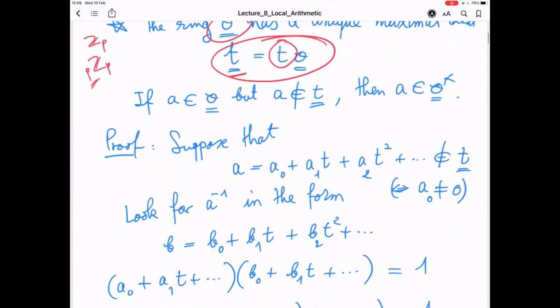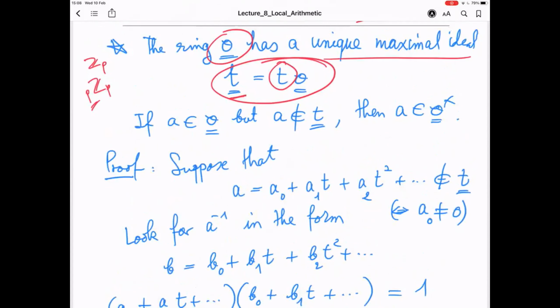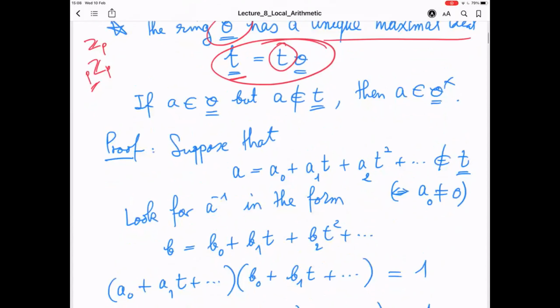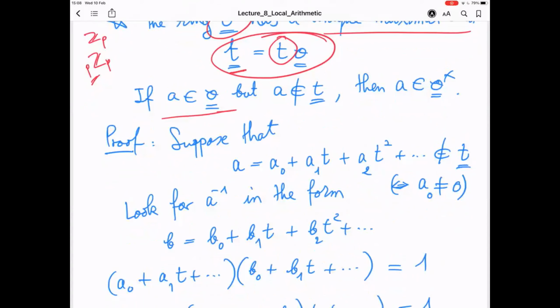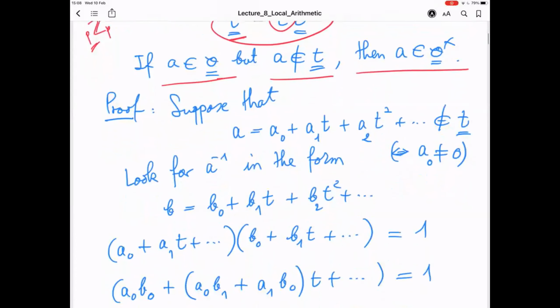So this is the unique maximal ideal of this ring. Another way of saying it is that if I have some element of the ring which is not in this ideal, then that element is actually invertible. Okay? So let's see why this is the case.